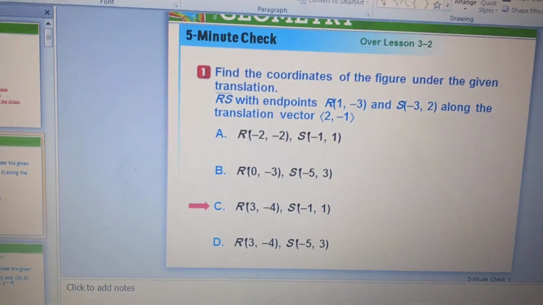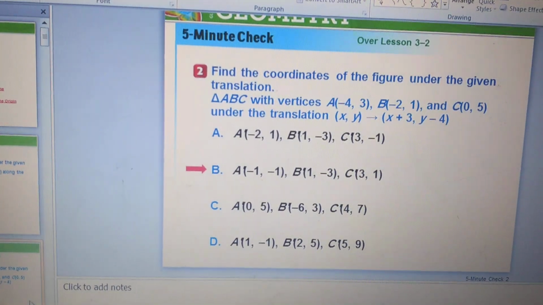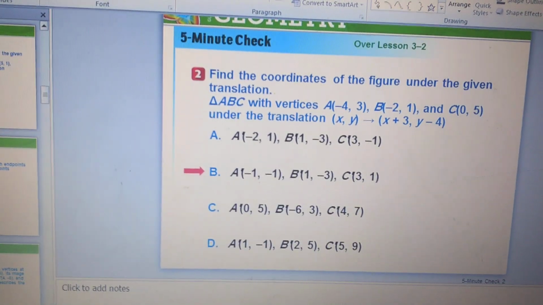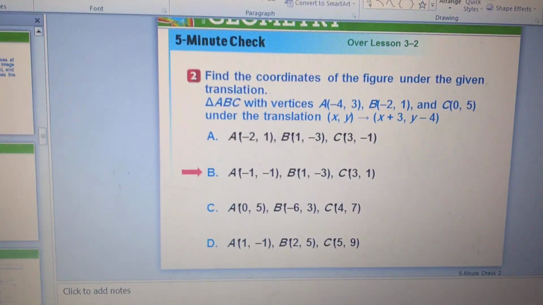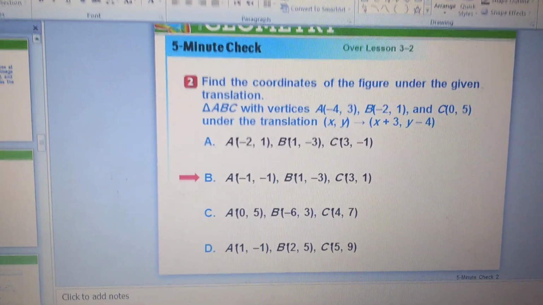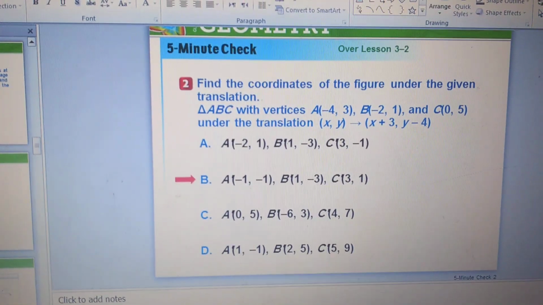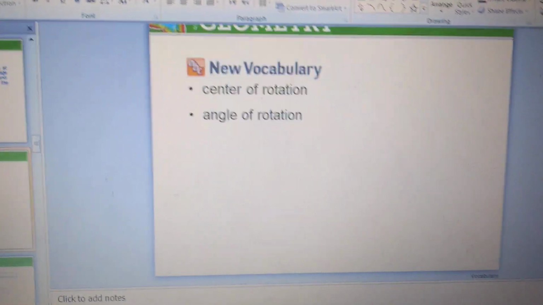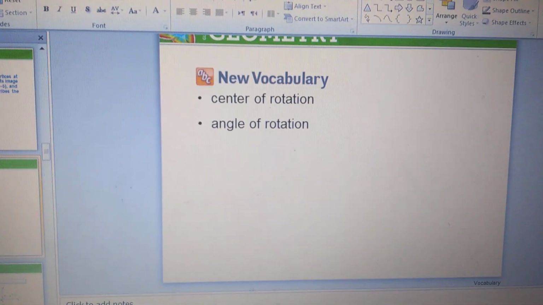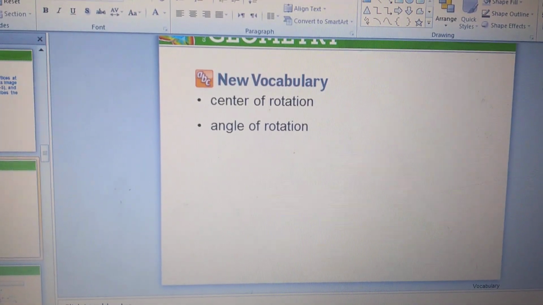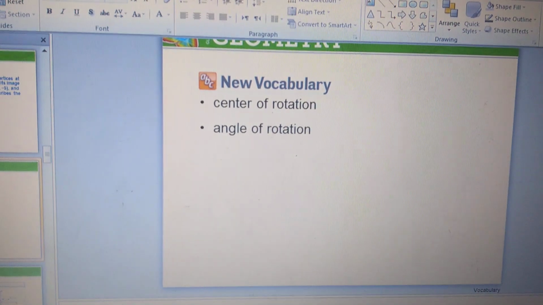We have also some slides for the same idea, all of them about translation. I'm not going to spend a lot of time on this, and I am going to start my lesson, rotation. In this lesson, we have some new vocab like center of rotation and angle of rotation.